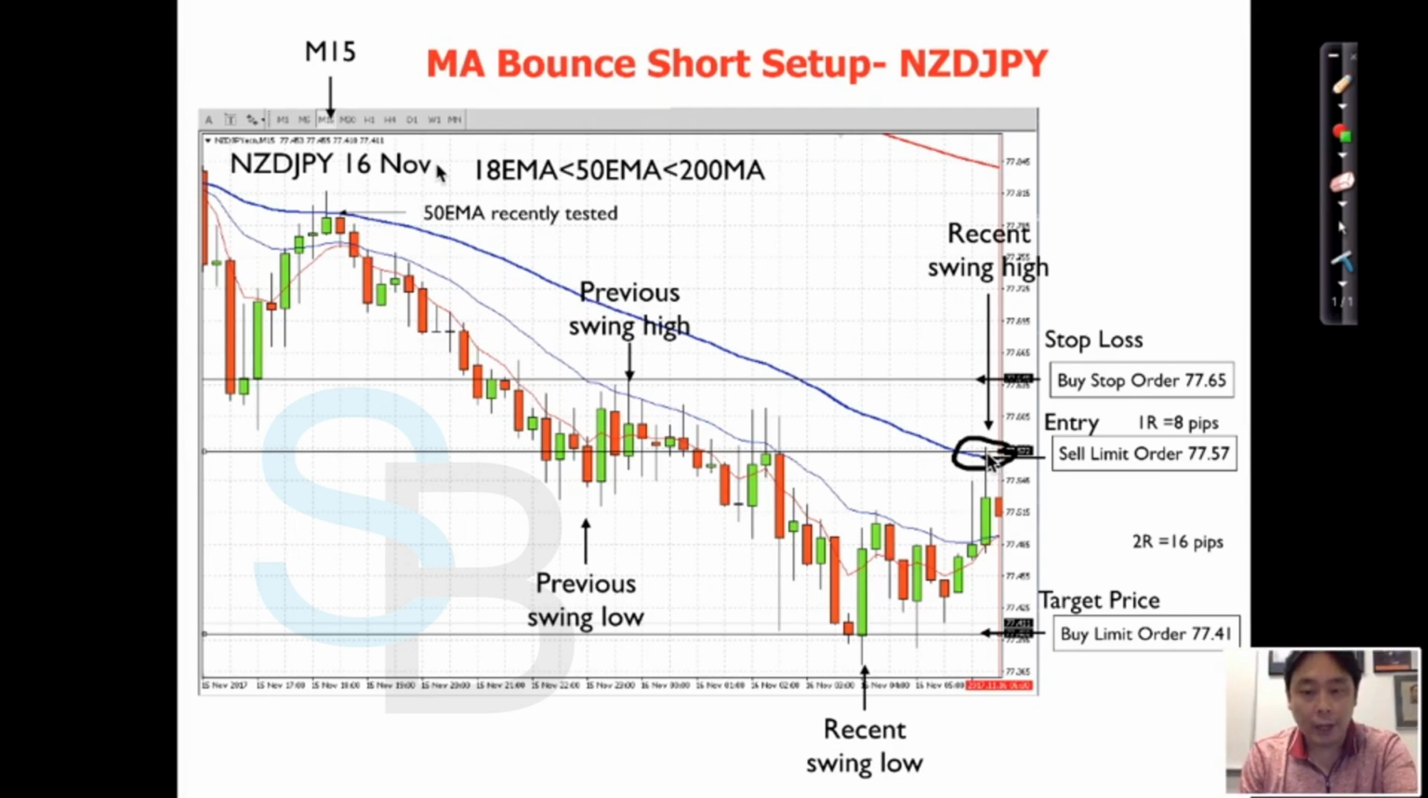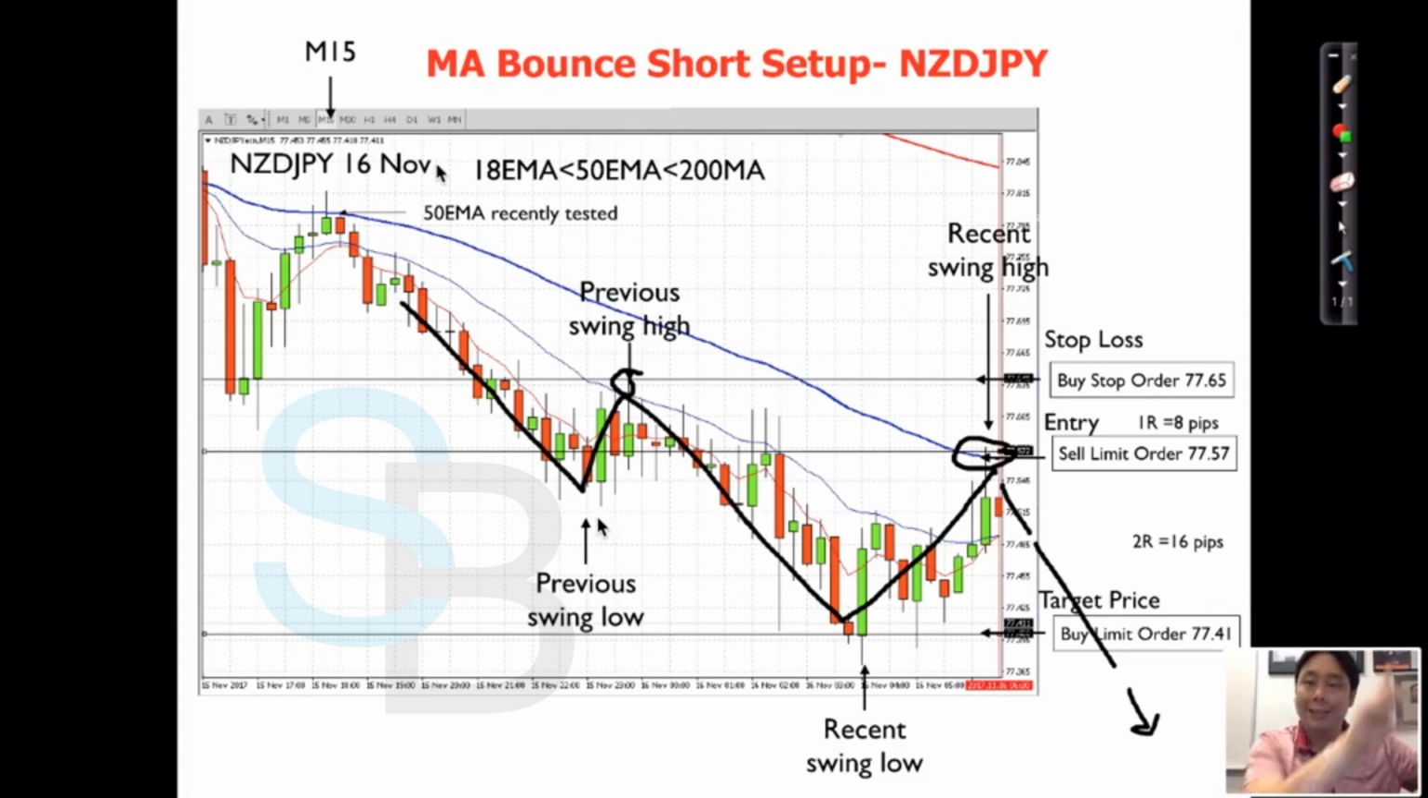So there's a recent swing high. Where's the previous swing high? Here, right? If you take a look, it goes down, swing high, up, comes down, swing high, up, and we anticipate it's going to come down, right? See the wave pattern? The recent swing high is lower than the previous swing high. The recent swing low is lower than the previous swing low. So the downtrend wave pattern is all valid, right?